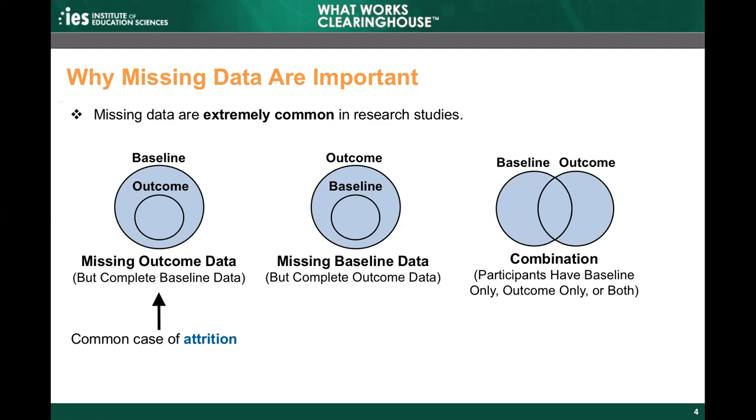The final scenario represents a study in which there is missing data at both baseline and/or outcome. For example, we have some students for whom we collected baseline data, but not outcome data. We have some students for whom we collected outcome data, but not baseline data, and some students for whom we have complete data, or data at both baseline and outcome. This is also quite common in practice.